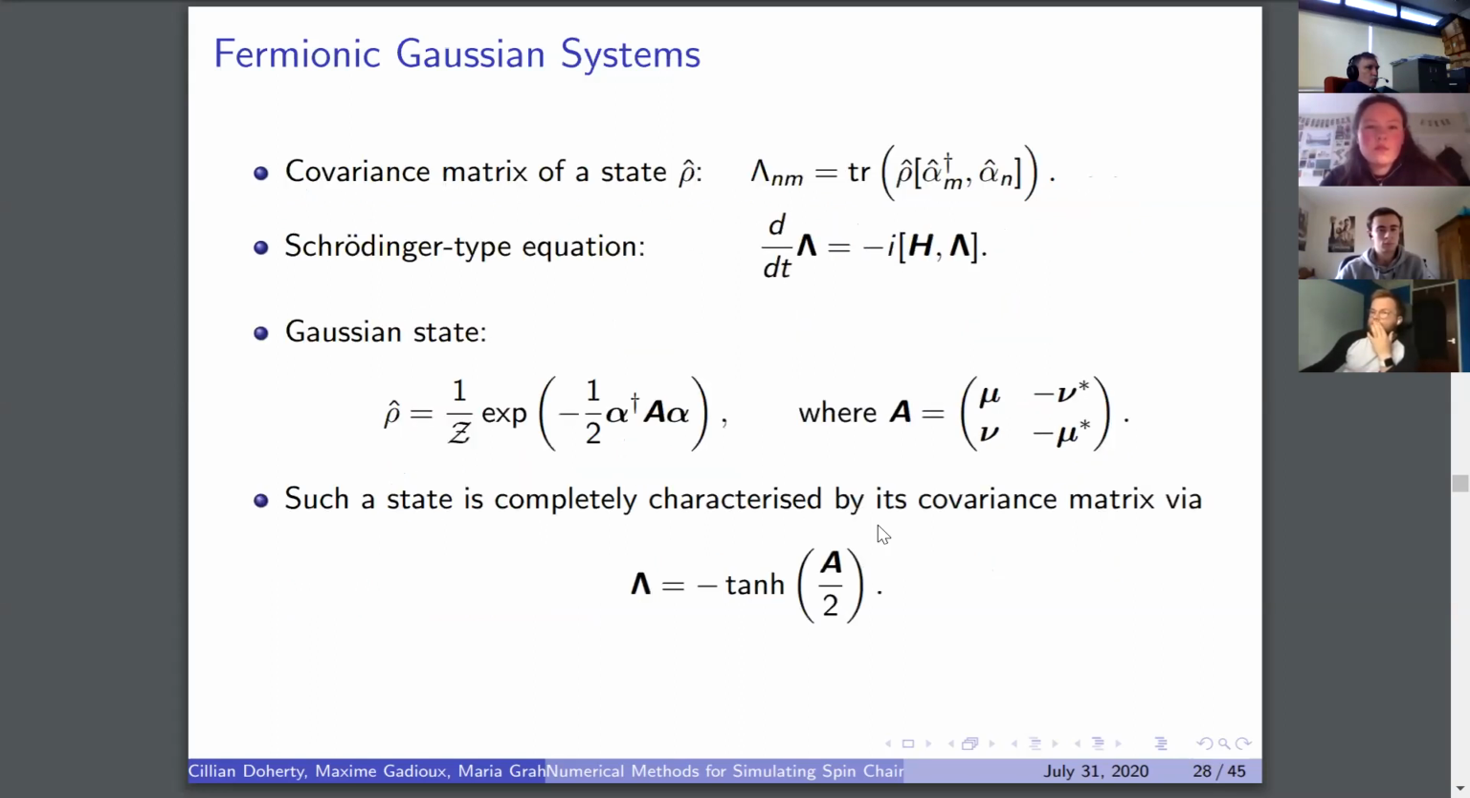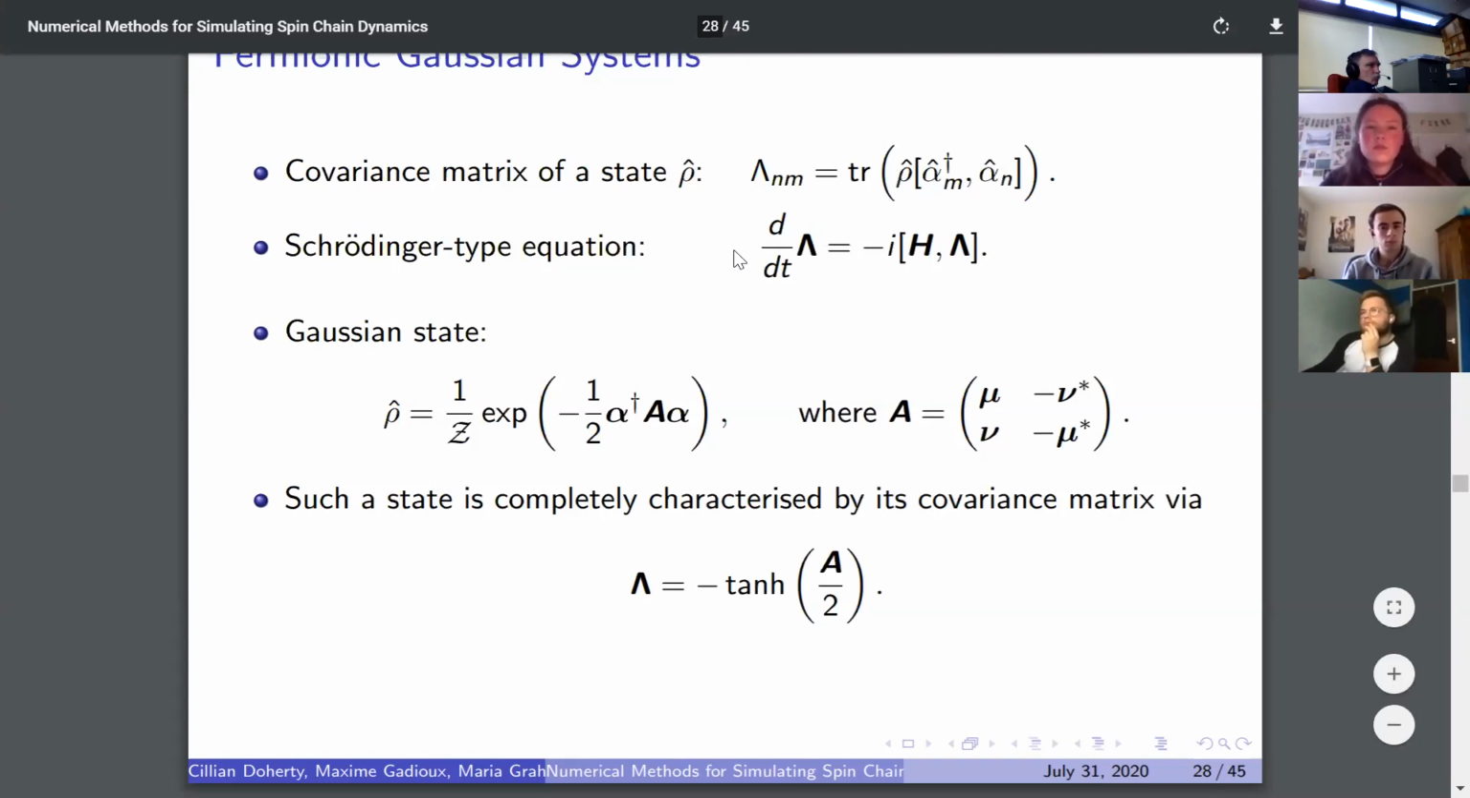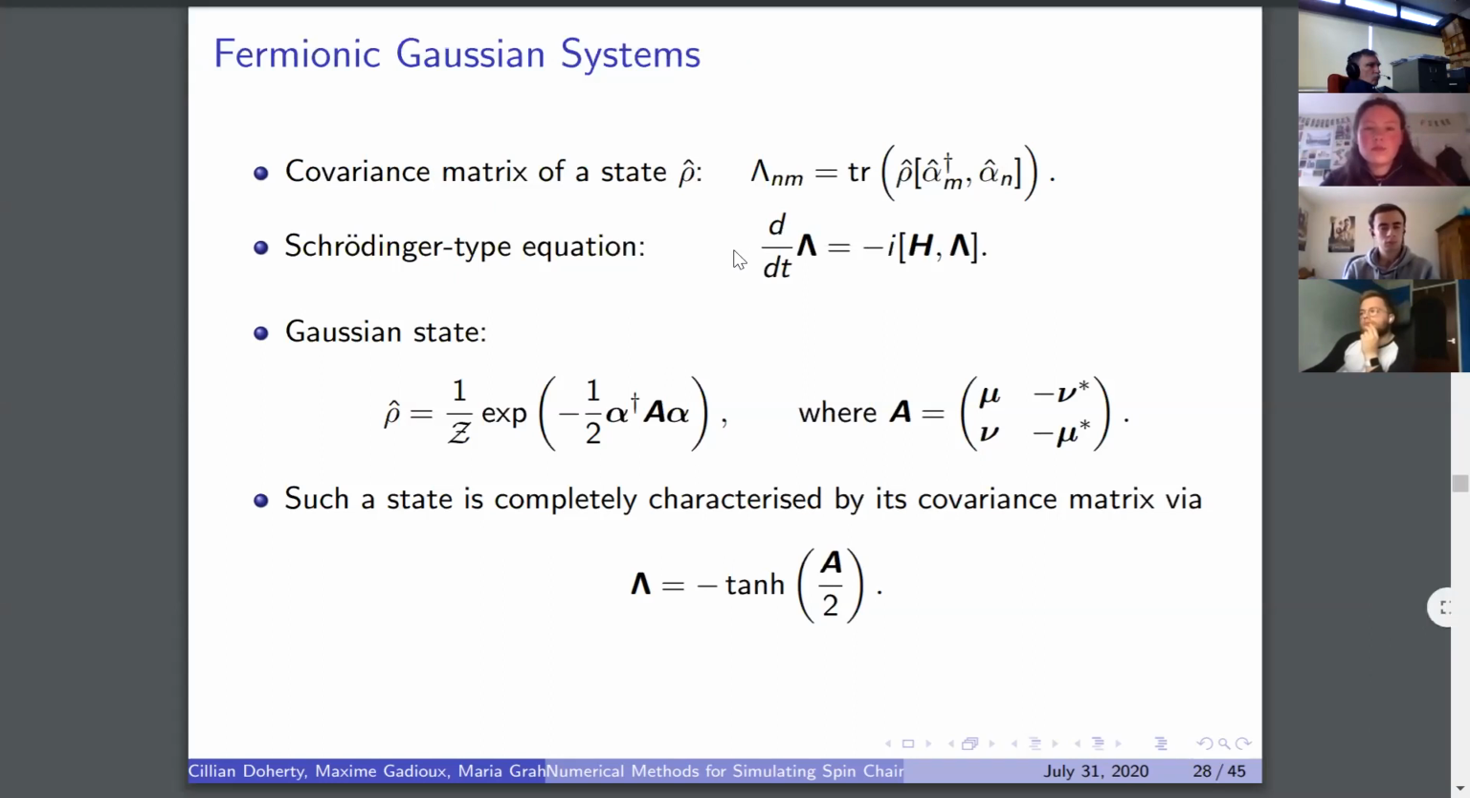So the next thing we do with these Gaussian systems is, given a state rho, we define its covariance matrix lambda. And the entries of lambda are given by these expectation values of the commutators of fermionic operators here. And then notice this is an alpha, not an a. So these can each be either creation or annihilation operators. And again, lambda will be a 2n by 2n matrix. And the great thing about lambda is that it satisfies this very nice Schrodinger type equation here: d lambda dt is equal to minus i times the commutator of H and lambda.